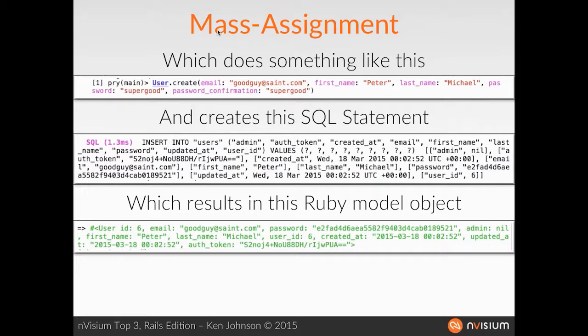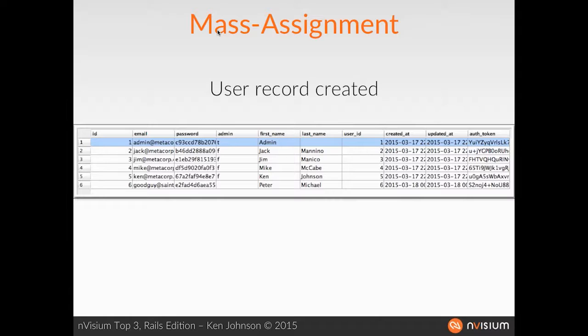So what it looks like under the hood is pretty much what you'd expect. User.create, pass in email, first name, last name attributes, and then under the hood with the SQL statement that actually executes, you see the insert into users admin auth token, all that fun stuff. And the result is a Ruby model object, which is a database object. And so you can see that database object. We've got 6th user now, goodguy@sync.com. Cool.